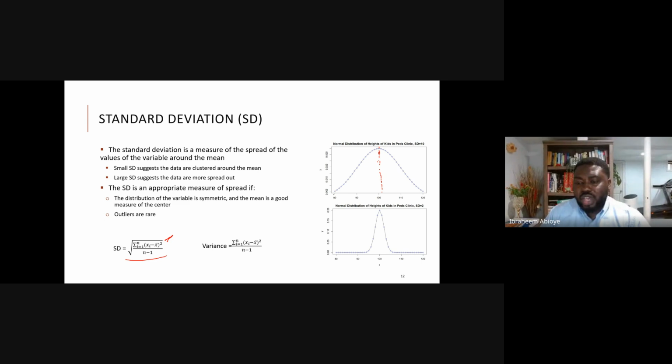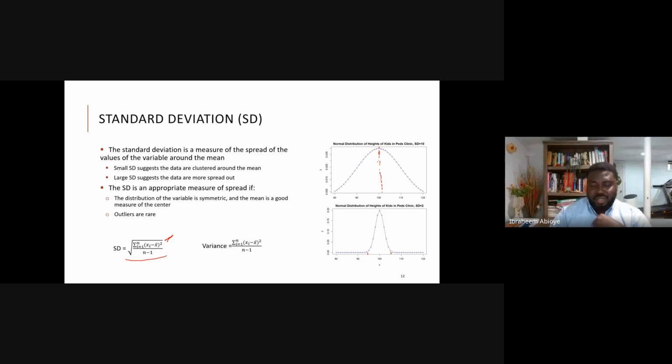Here, you have a flat base. The data is spread out. This is the height of children in a pediatrics clinic. For a standard deviation of 10, the heights are spread out. For a standard deviation of 2, you have a base that is narrower. Okay? This is what standard deviation does.